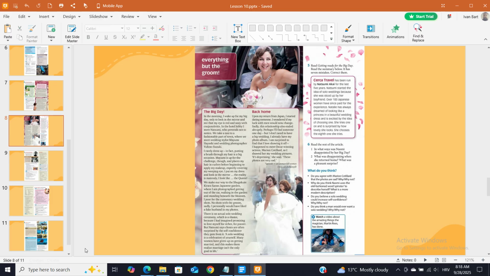We make our way to the Shugakuin Rikyu Japanese garden, where I am photographed getting out of the car, walking in the garden and standing beneath the blossom. I pose for the customary wedding shots. No shots with the groom, sadly. I personally would have liked a fake husband in my photos.